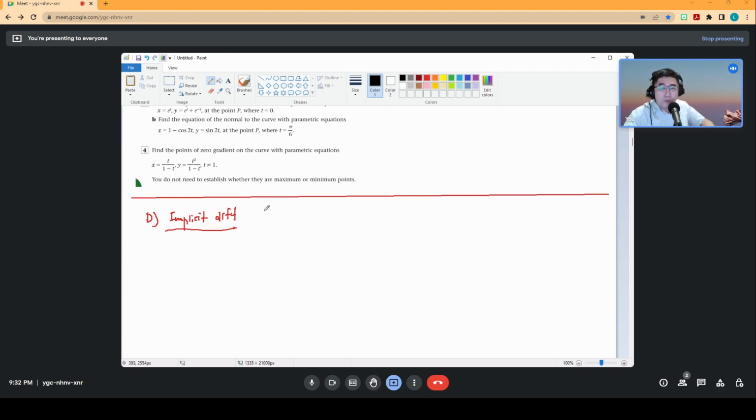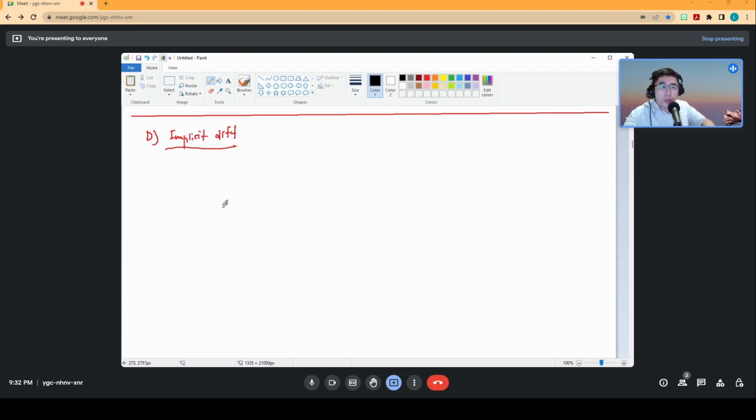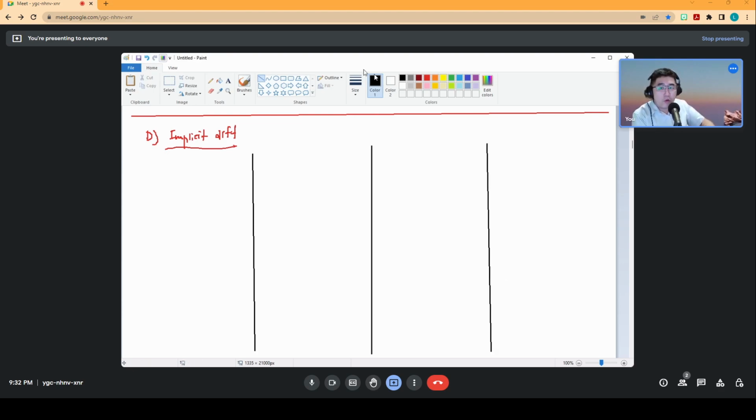Implicit differentiation is better shown by example. Before you learn exactly what this is, let's look at some examples first. Let's say I'm given x squared plus y squared equals 4. My objective is to find dy/dx.